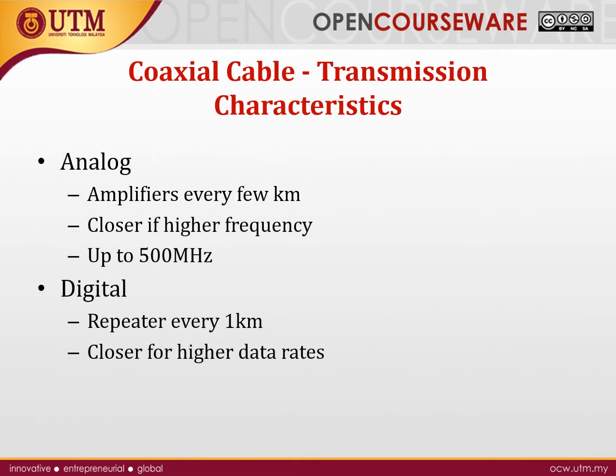And for coaxial cable transmission characteristics, it could be analog or digital. For analog, we need amplifiers every few kilometers and it could carry up to 500 megahertz. And for digital, we need a repeater every 1 kilometer, and closer for higher data rates.